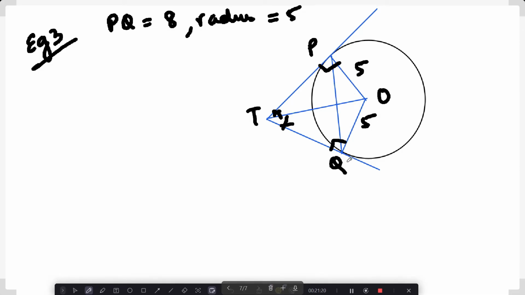Now we know PQ is 8. We have just joined OT. OT wasn't joined in the original question. Now if you look at this triangle OPQ, OP is equal to OQ. This is a common side.